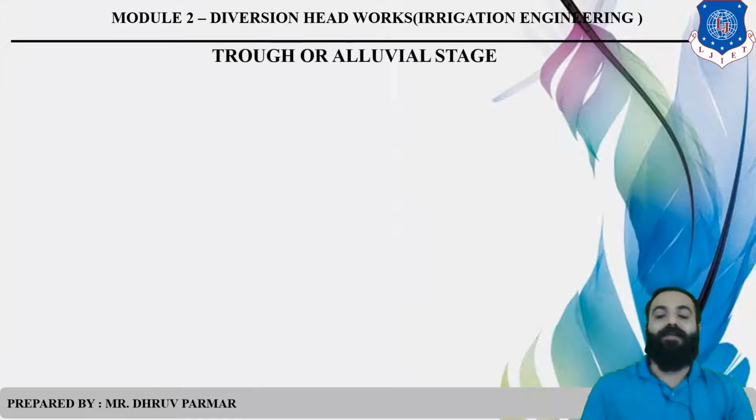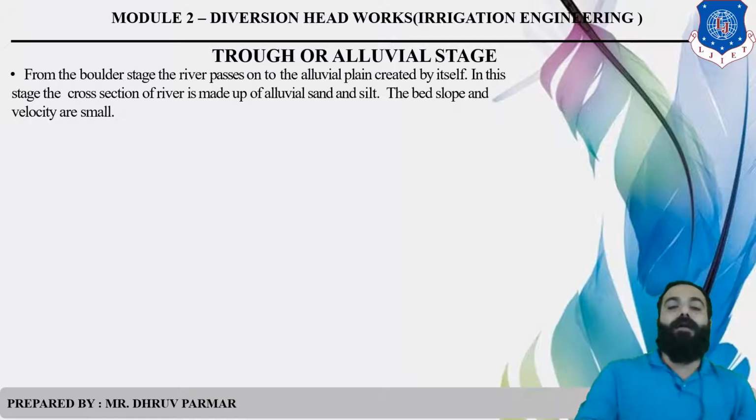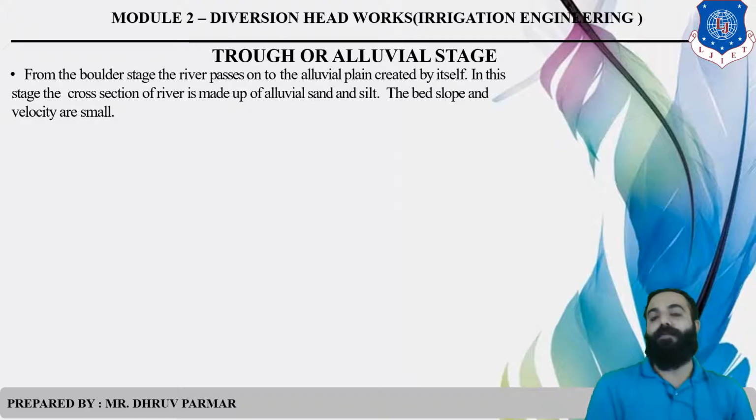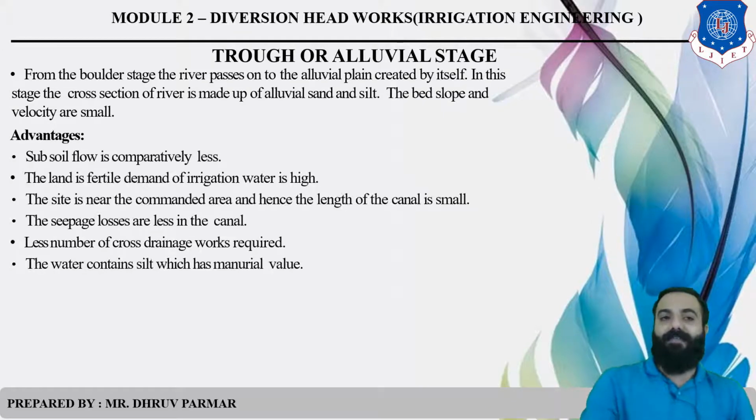Then the third one, the true or alluvial stage. When the river flows from the boulder stage, it passes into the alluvial stage. Clear? That area is made of alluvial sand and silt. The velocity of the river is very small, and the bed slope is quite small. Clear? The bed slope is very small as compared to the rocky or boulder stage. So there are some advantages.